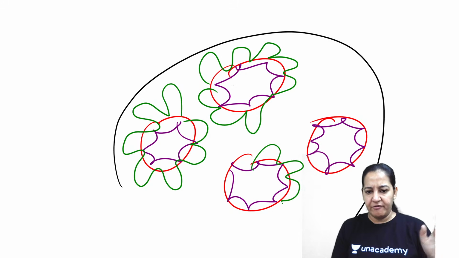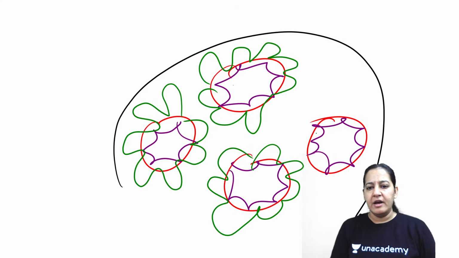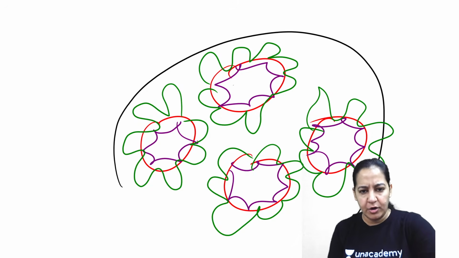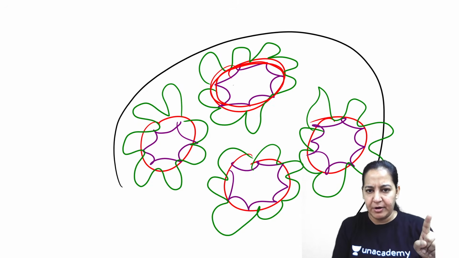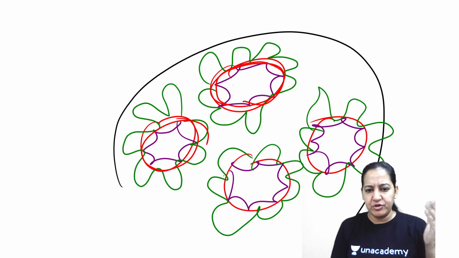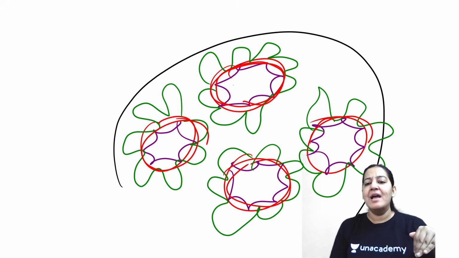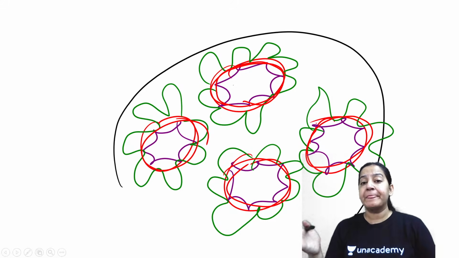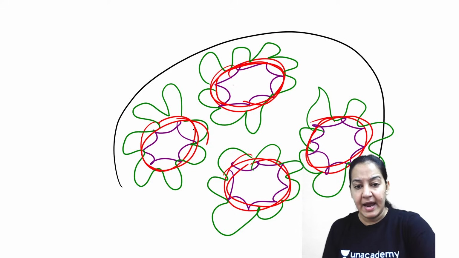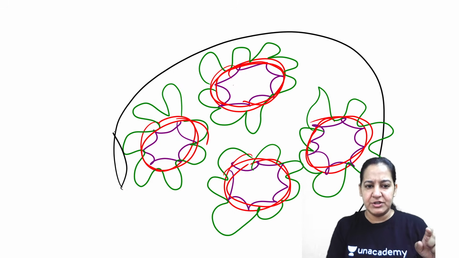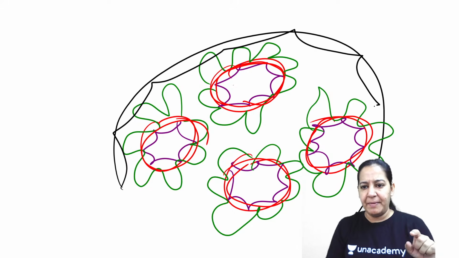Can you see? So I have drawn multiple capillaries. See the color coding. You can use any color. With the red color, I have shown you the basement membrane in all of them. With the purple color, I have shown you the inner side, the endothelial cell. And with the green color, the outer side is the visceral epithelial cells. And these are the parietal epithelial cells which are covering from outside.